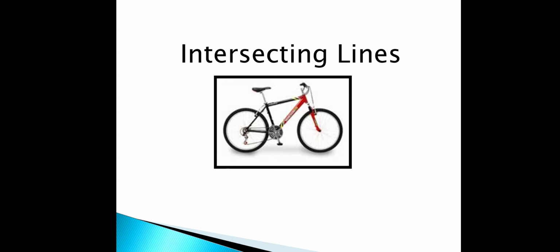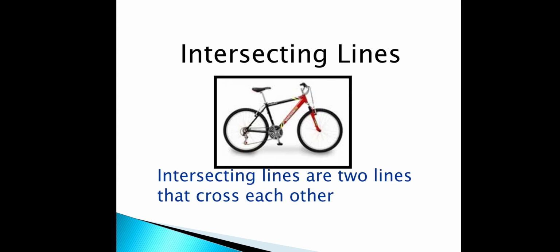The second relation, intersecting lines. Intersecting lines are two lines that cross each other. They meet in one point.